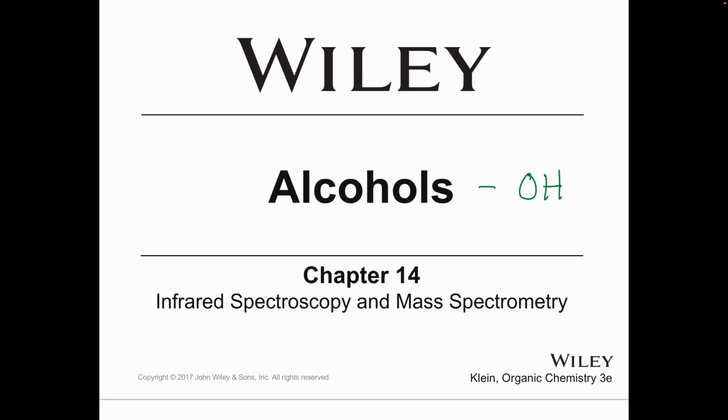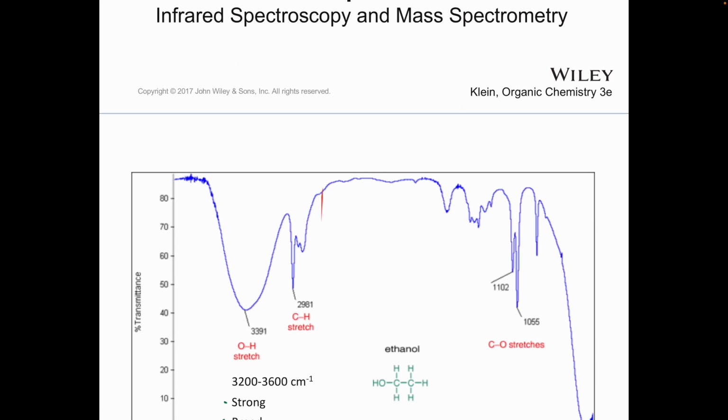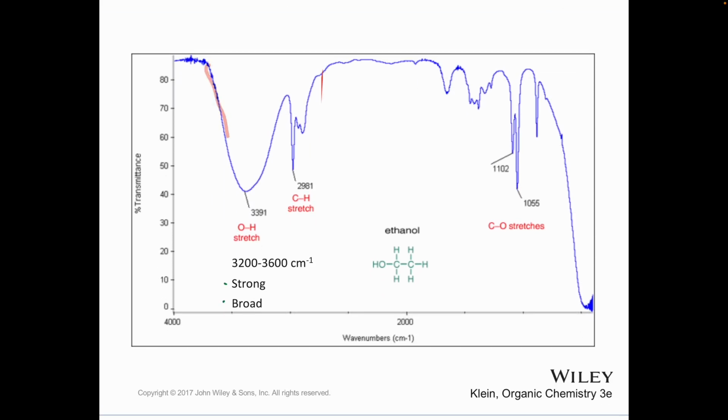So last class we introduced IR spectroscopy, and we talked about how different functional groups give us different signals in our IR. We went through carbon-hydrogen bonds as well as alcohols, right? Alcohols, we got this big broad peak in this region, and that's how we spy our alcohols, okay?